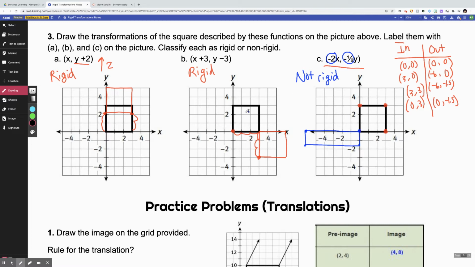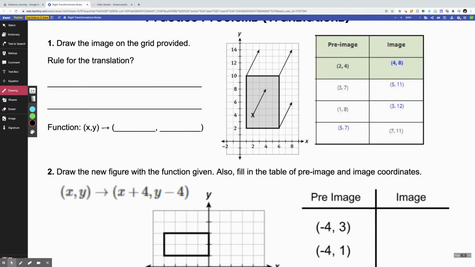And then I'm going to do a couple example problems here for you with translation. So give me a second to clear my screen, and then let's try these translation problems. All right, folks, so here we are. Let's do a couple of these translation type problems, okay?